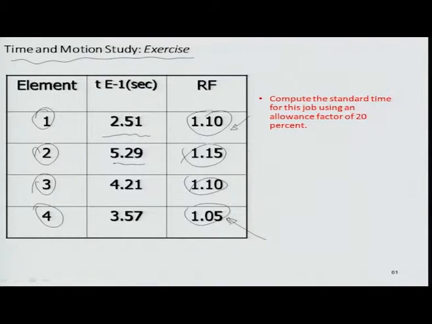The requirement is to calculate the overall standard time of this particular job, and you have to use an allowance factor of 20%. So whatever time scales you generate, the normal times of the whole process, including all 4 elements coupled together, you have to multiply by 120% to calculate the actual time scale. So let's do it. We use just the simple formulation here. Normal time equals the elemental average time times the rating factor.